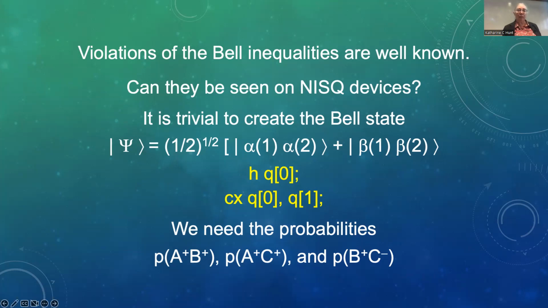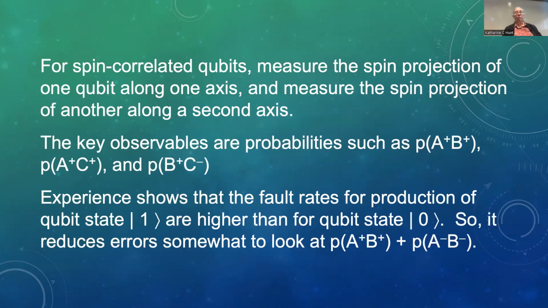So it's easy to create the Bell state. We just apply an H gate to a qubit in its starting state, and then we use the CNOT gate to couple two qubits and immediately generate this construction. We need the probabilities of A plus B plus, A plus C plus, and B plus C plus, where we make one measurement on one qubit and the other measurement on the other qubit. So for spin correlated qubits, we have the key observables that we want to look at.